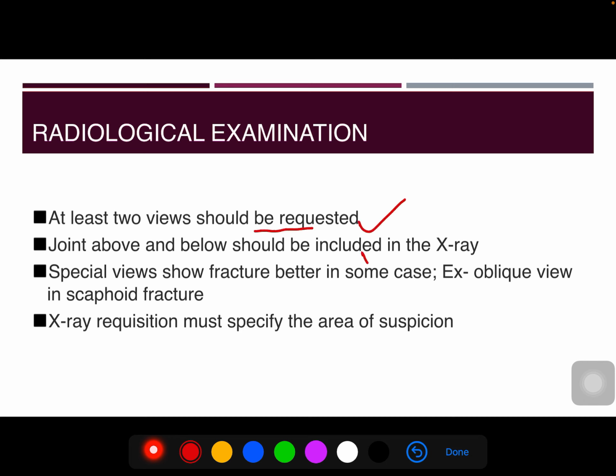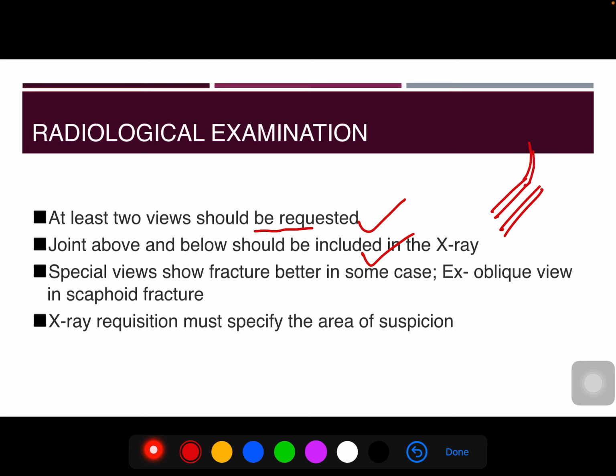For radiological examination, at least 2 views should be requested, and the joint above and below should be included in the X-ray to not miss any fracture. As in the Monteggia fracture, this fracture is likely to be missed because the physician failed to ask for the radiograph including the joints.